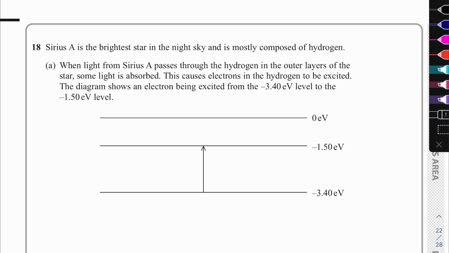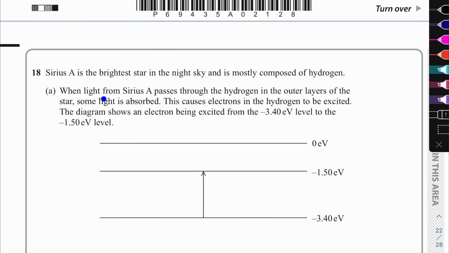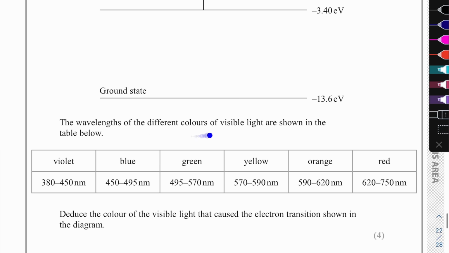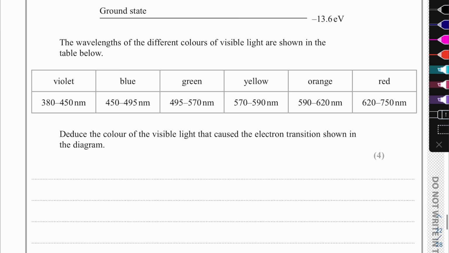Sirius A is the brightest star in the night sky and is mostly composed of hydrogen. When light from Sirius A passes through the hydrogen in the outer layers of the star, some light is absorbed. This causes electrons in the hydrogen to be excited. The diagram shows an electron being excited from negative 3.4 electron volts to negative 1.5 electron volts level. So what does it say next? So this is the diagram. So wavelengths of different colors of visible light are shown in the table below. Violet, blue, all the way to red. Deduce the color of the visible light that's caused the electron transition shown in the diagram.